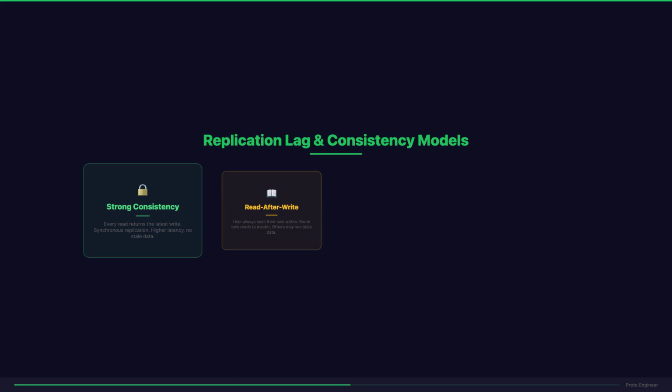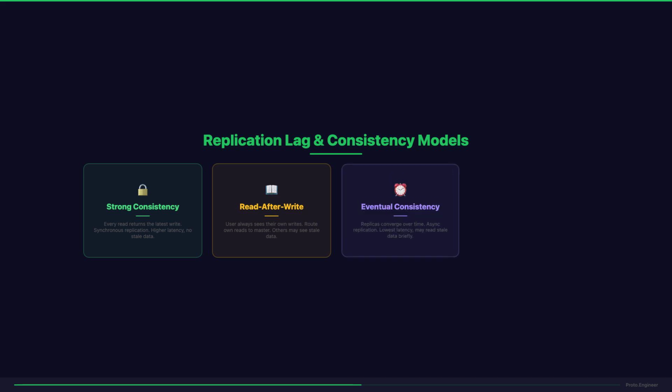Read after write consistency is weaker. A user always sees their own writes. If they update their profile, they see the update immediately. But other users may see stale data briefly. You achieve this by routing a user's reads to the master for data they recently wrote.